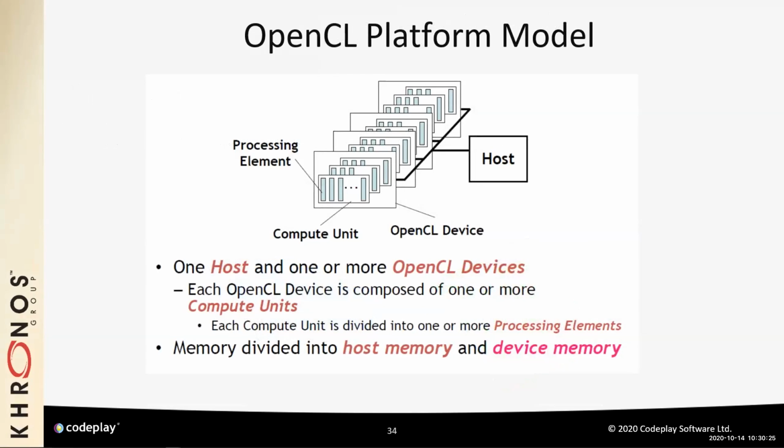Okay. Now, I want to also contrast that with another well-known system that I called out as one of the more commonly used languages that's suitable to program many different configurations. That's Khronos OpenCL. Here, essentially, you have one host and one or more OpenCL devices, and each OpenCL device is composed of one or more compute units, and each compute unit is divided into one or more processing elements. So the memory is divided into host memory and device memory.